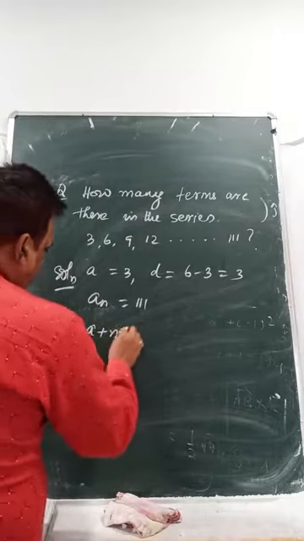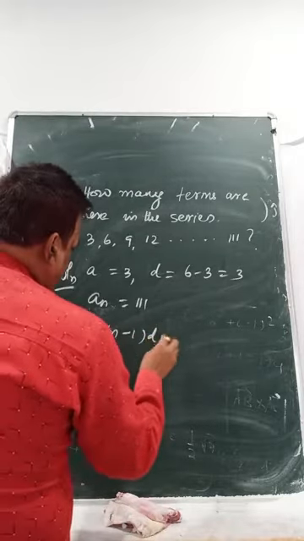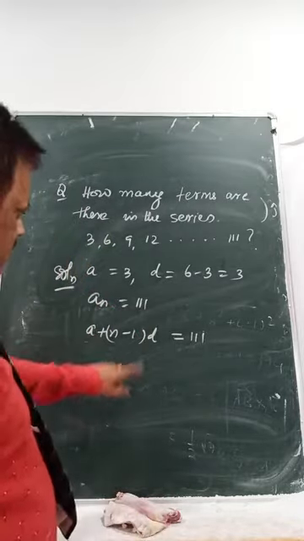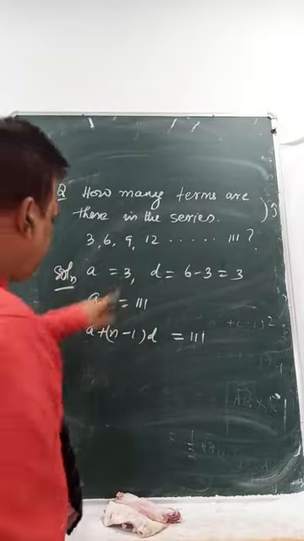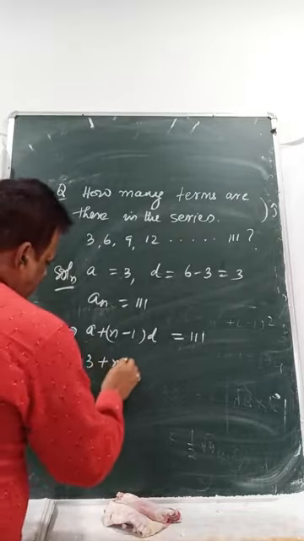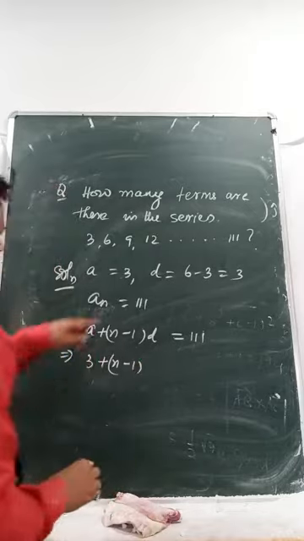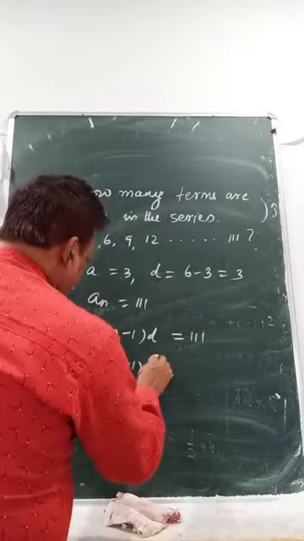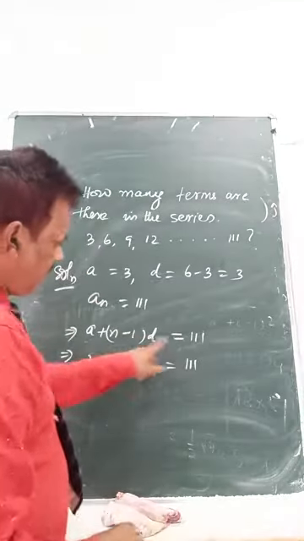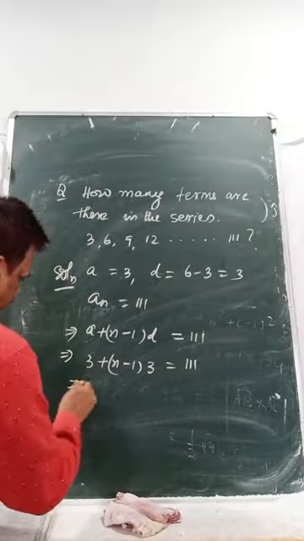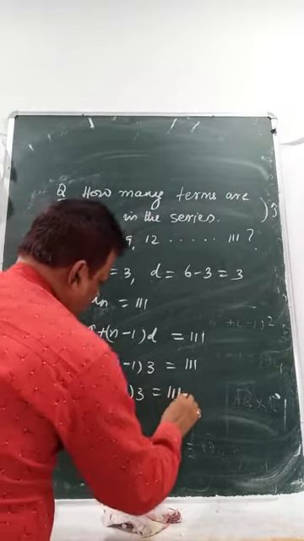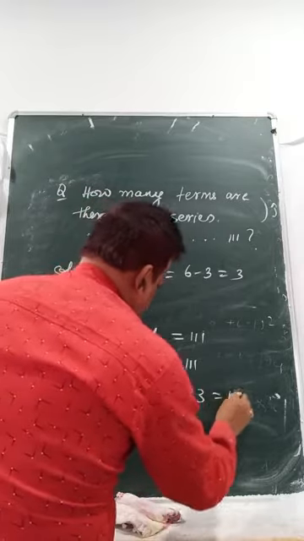So what is the formula of AN? A plus n minus 1 into D equals to 111, because formula of AN is this. Let's put the value of A. A is 3 plus n minus 1 into D. D is also 3 equals to 111. This plus 3, so this 3 will go that side. That will be n minus 1 into 3 equals to 111 minus 3. That is 108.